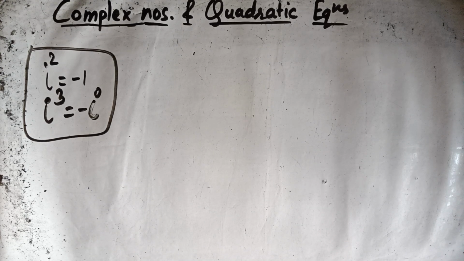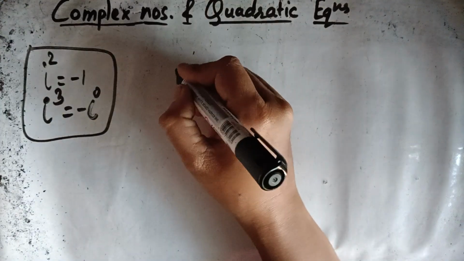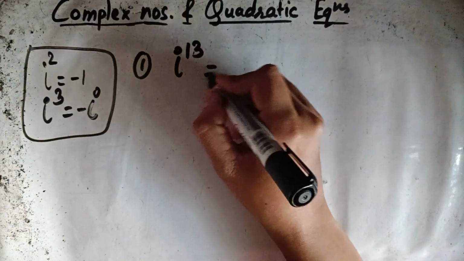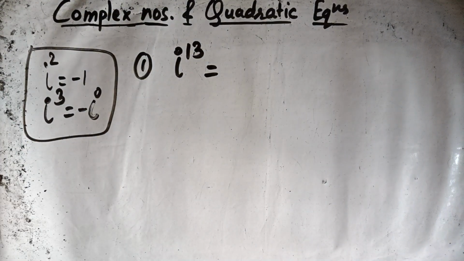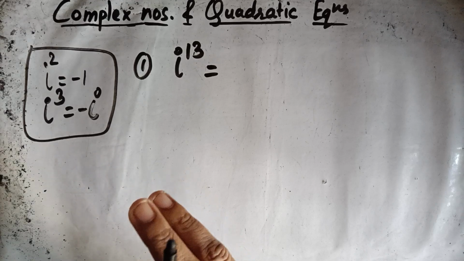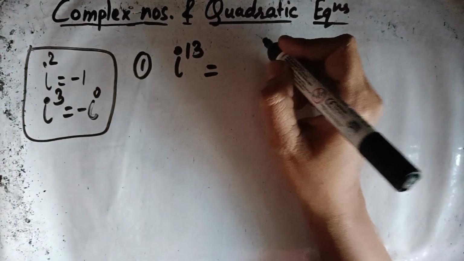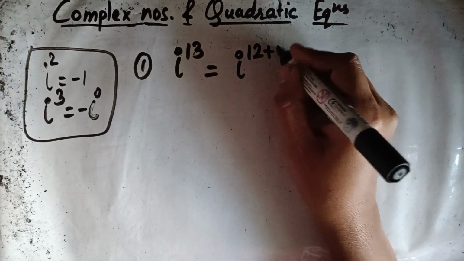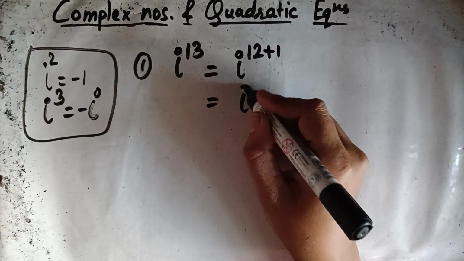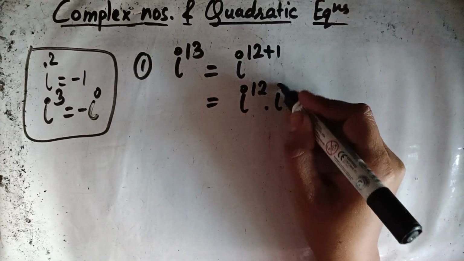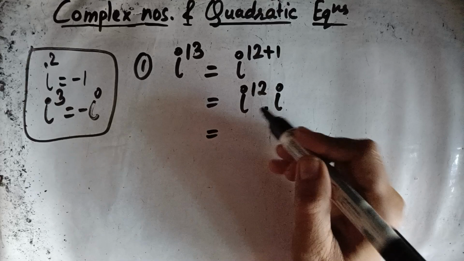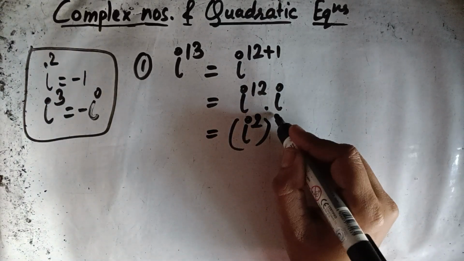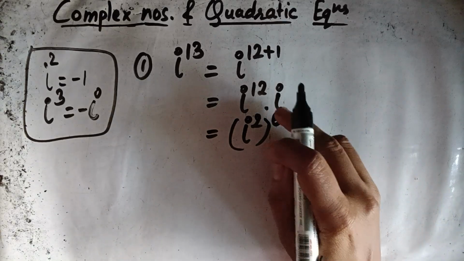So suppose you have a number, say i raised to 13. You have to convert it into something with an even number. So 13 you can write as i raised to 12 plus 1. So this is i raised to 12 into i raised to 1. i raised to 12 we can write as i square raised to 6.